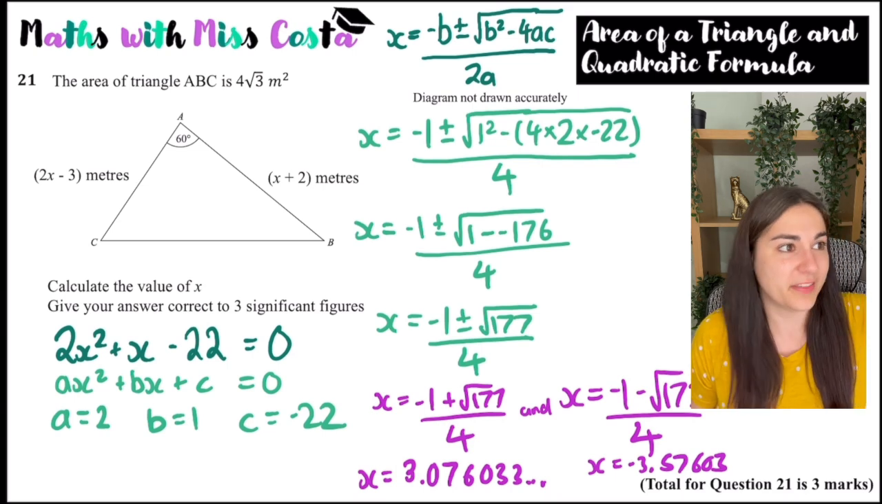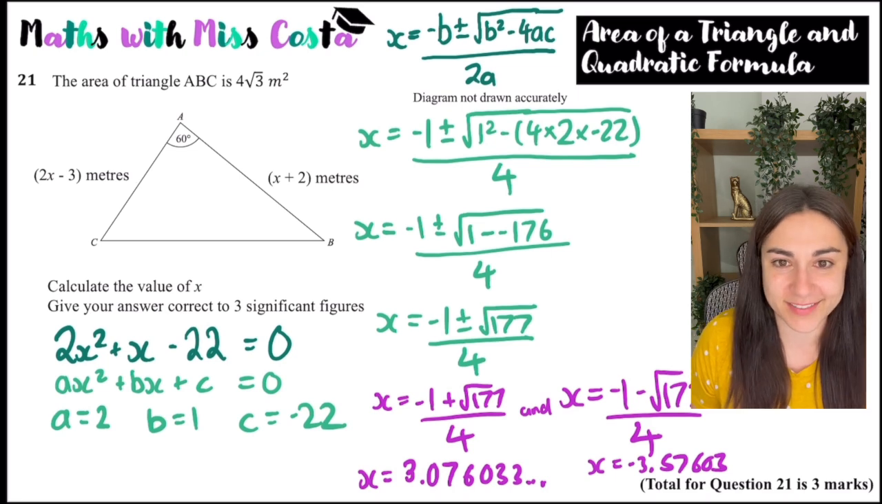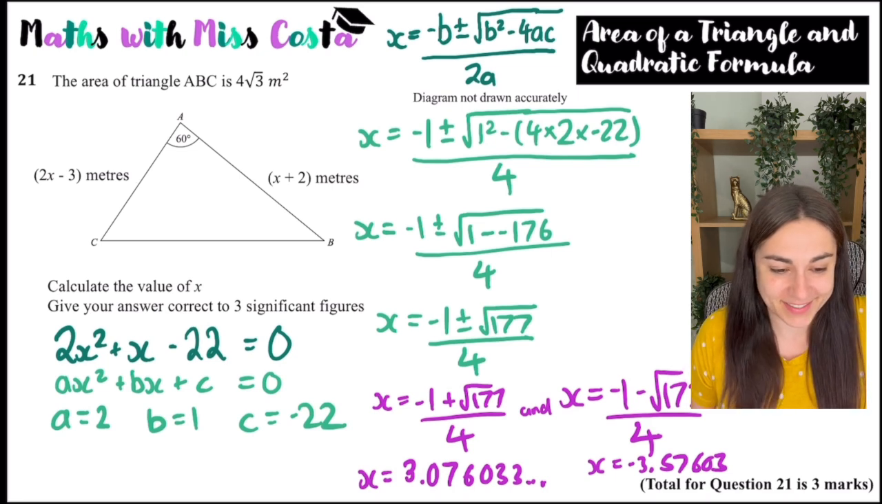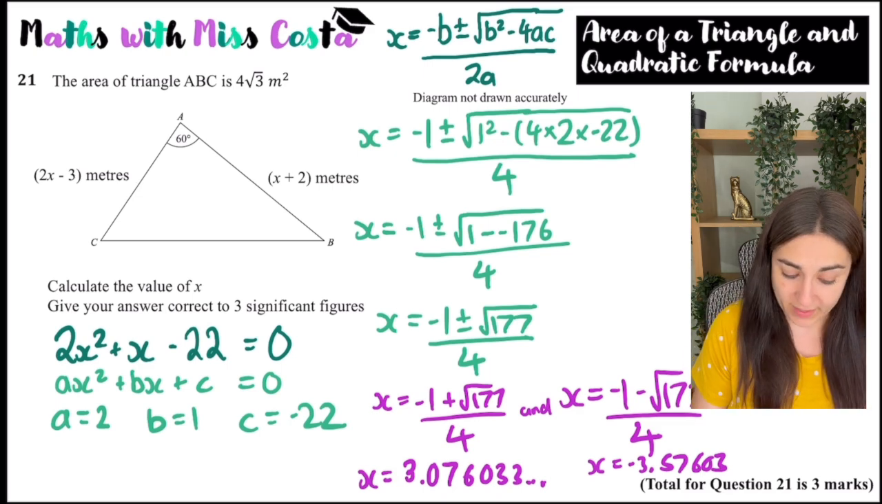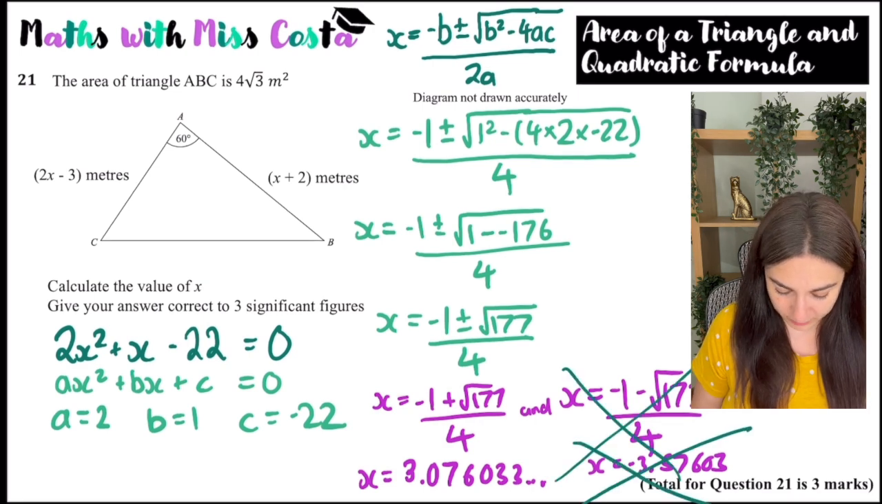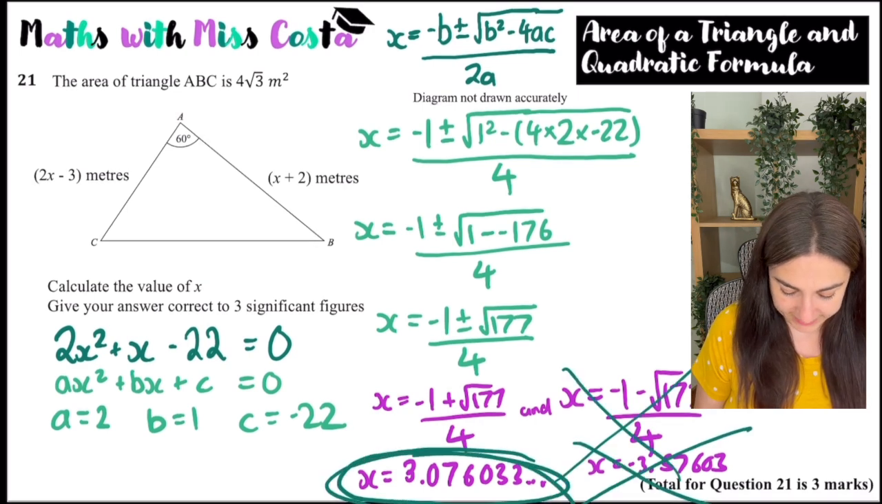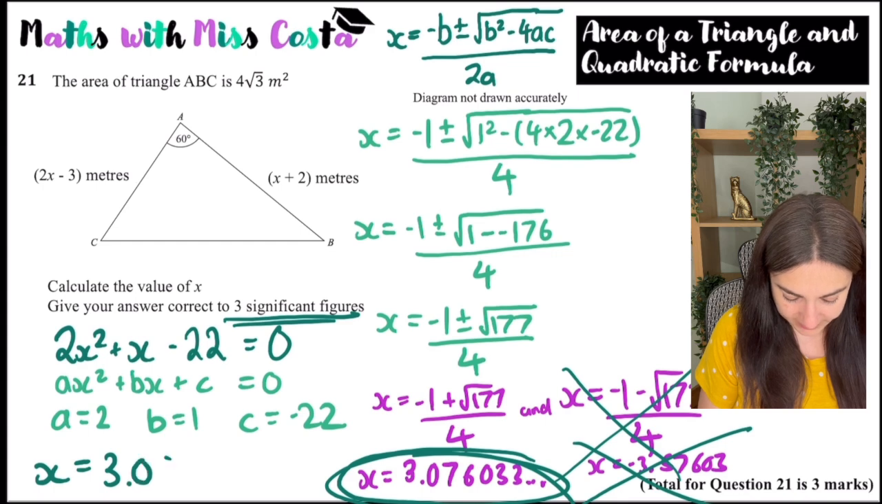Now, because I'm dealing with a length, I know that it can't be negative, because you can't have a negative length. A length is like a thing that exists in the 3D world. It can't be negative. Like, you can go underwater with a length, but the length is still positive. So whenever you have any kind of length, this cannot be a possible solution. This is your only solution. And it says give your answer correct to 3 significant figures. So x is 3.08.